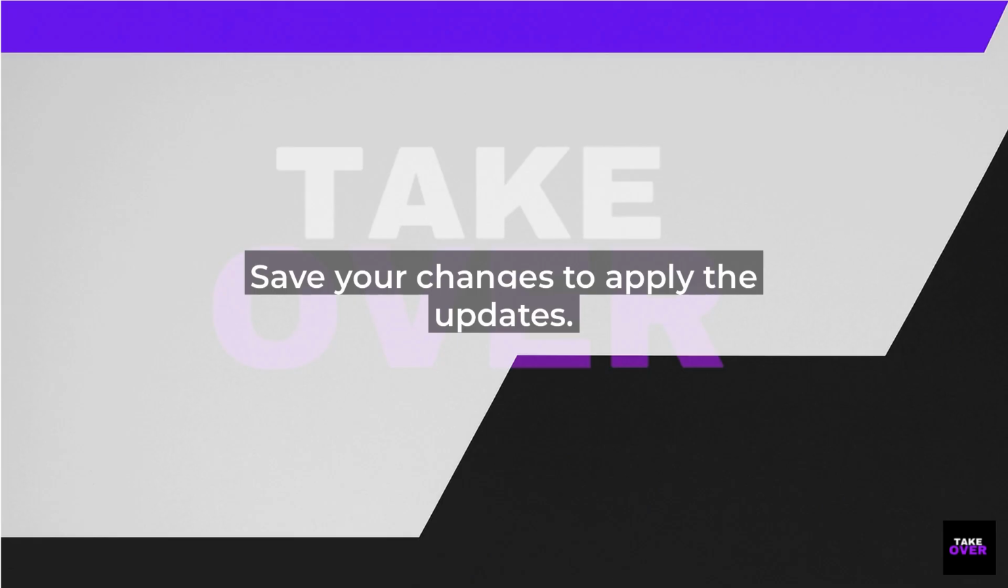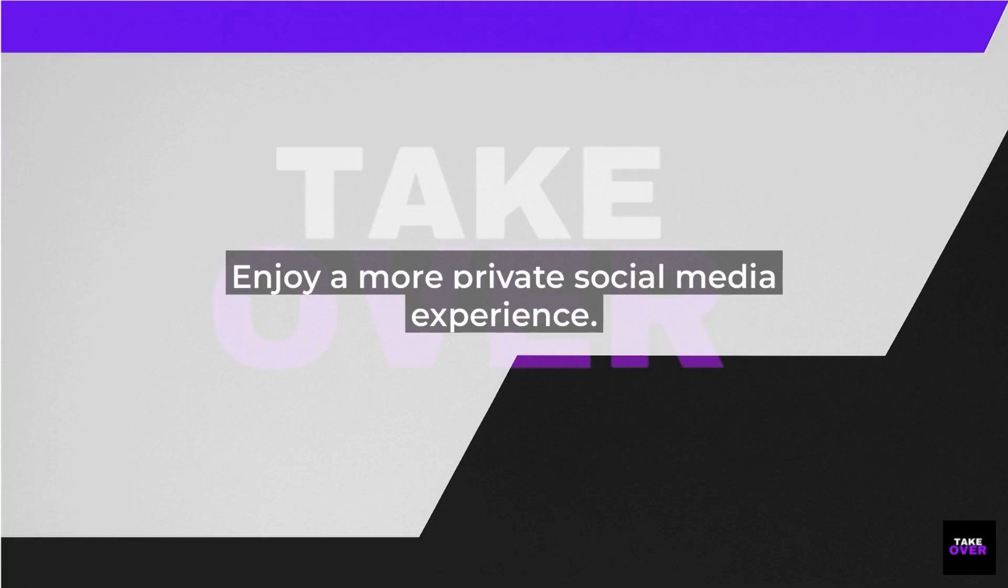If you're turning this off for specific posts, go to your post, click the three dots, and select Edit Post Settings to adjust visibility there. And just like that, you've successfully turned off likes. This feature is super handy for maintaining a more private or professional presence online. Remember, social media is all about what works for you, so experiment and see how it feels.